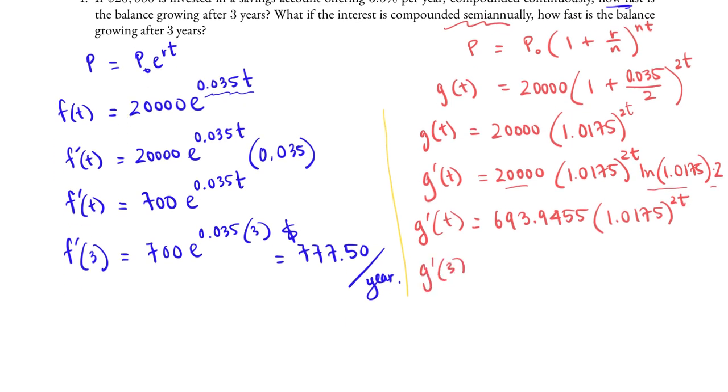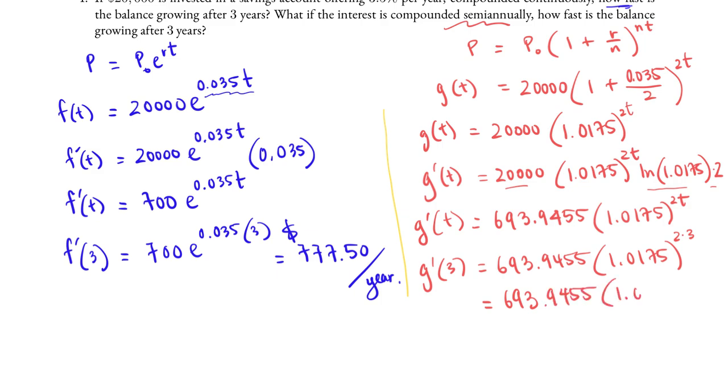g prime of 3 equals 693.9455 times 1.0175 raised to 2 times 3. Before using a calculator, we should multiply 2 times 3. So this expression is now 693.9455 times 1.0175 raised to the 6th power. Put it in a calculator, we will get $770.70, but the units will be dollars per year.